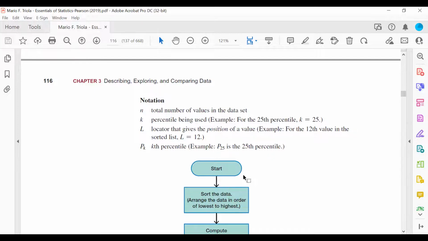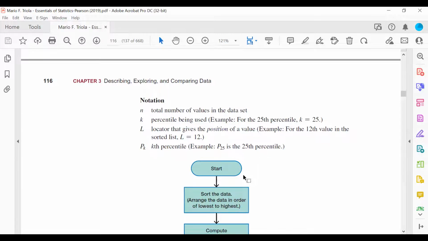So if L is 12, you're going to move 12 spaces, beginning with the very first number that appears, the smallest number that appears on the list. You're going to count 12 numbers down, or whatever that L value is. That's where you start counting spaces. And then PK, as you recall, represents the K percentile.